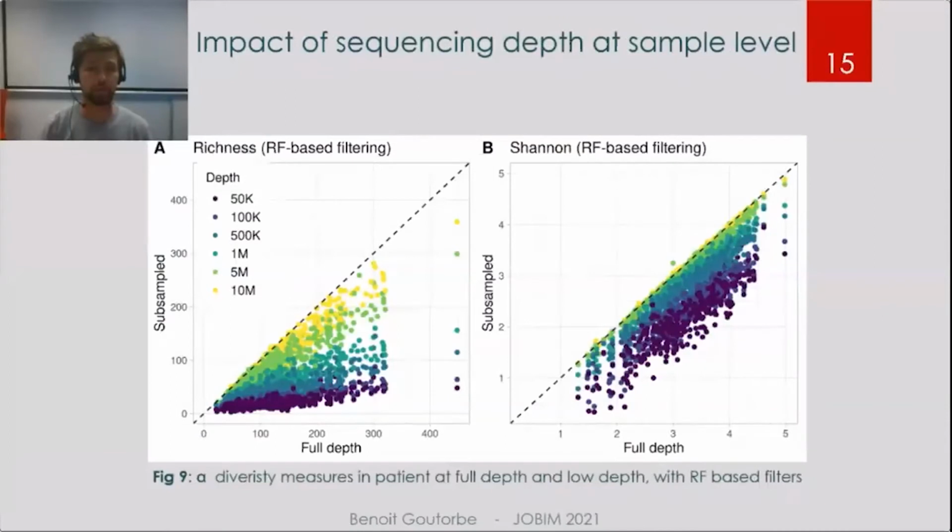Back to what interests us in the first place, I mean the impact of the sequencing depth on the results. Here is the diversity we can measure in each sample. On the x-axis it's what is obtained at full depth, and on the y-axis what is obtained with subsampling at different levels. On the left part it's the richness, so the number of species that were identified. We can see that it's strongly impacted by the sequencing depth, so the fewer reads we have, the fewer species we detect. But on the right part it's the Shannon index, which takes into account the proportions of the species, and this is way less impacted by the sequencing depth, meaning that the overall profile is quite well reconstructed.